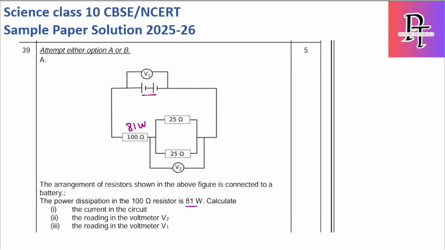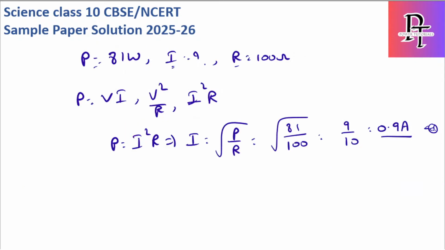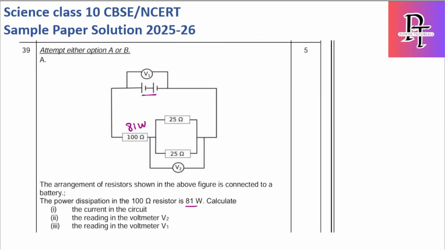Okay, so these are 3 questions for 5 marks, so definitely this current value which you found should carry 2 marks. Okay, this is one. Now let's solve the second part. What do we need to get? The reading in the voltmeter V2. V2 is here. So this voltage we need to find.